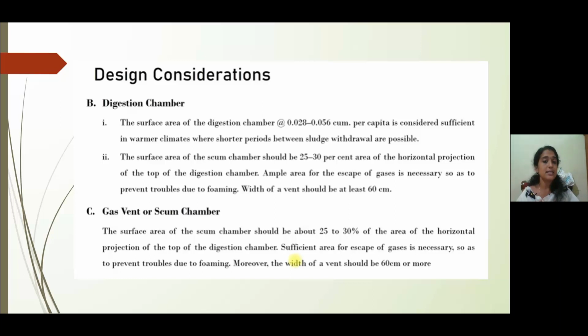Then the second criterion is that the surface area of the scum chamber should be 25 to 30 percent of the area of the horizontal projection of the top of the digestion chamber. That is, the scum chamber should be 25 to 30 percent of the total surface area of the digestion chamber. For the gas vent or scum chamber, the surface area should be about 25 to 30 percent of the area of the horizontal projection.